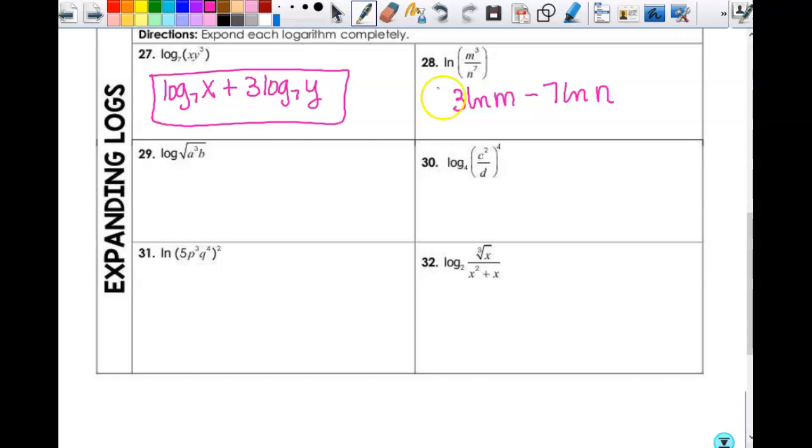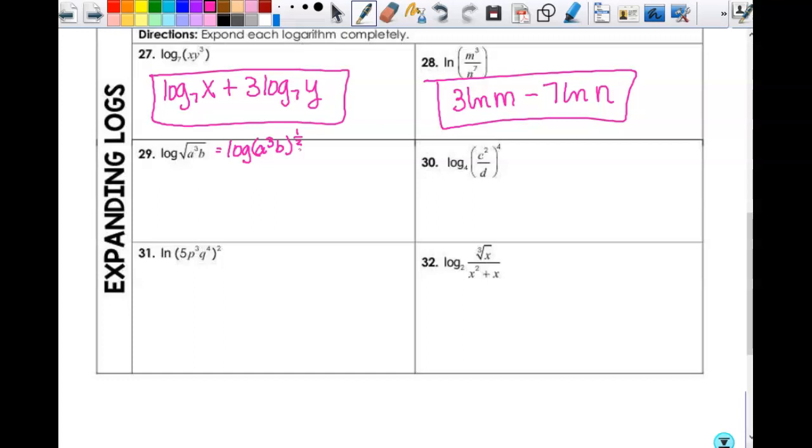Everybody okay with that? Yes. All right, so I would change this to the 1/2 first. And so this is going to be equal to the log of a cubed times b to the 1/2 power. Okay. Now you've got a couple of options here.